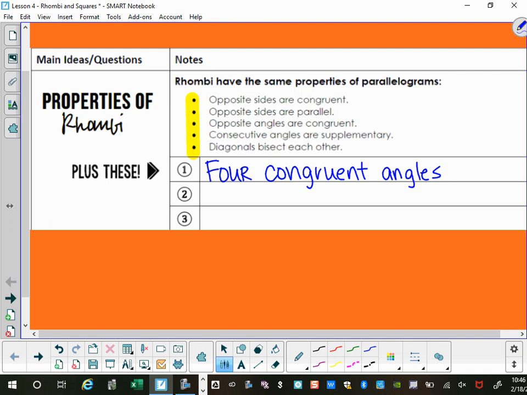Your diagonals are perpendicular. And the last one is that diagonals bisect opposite angles.